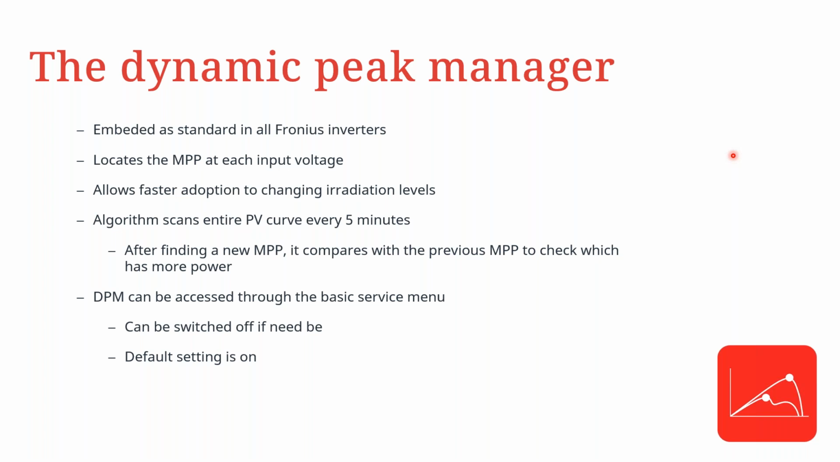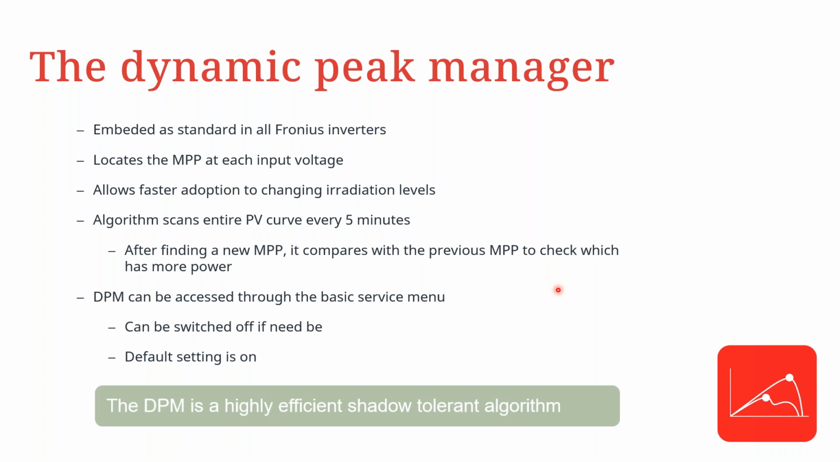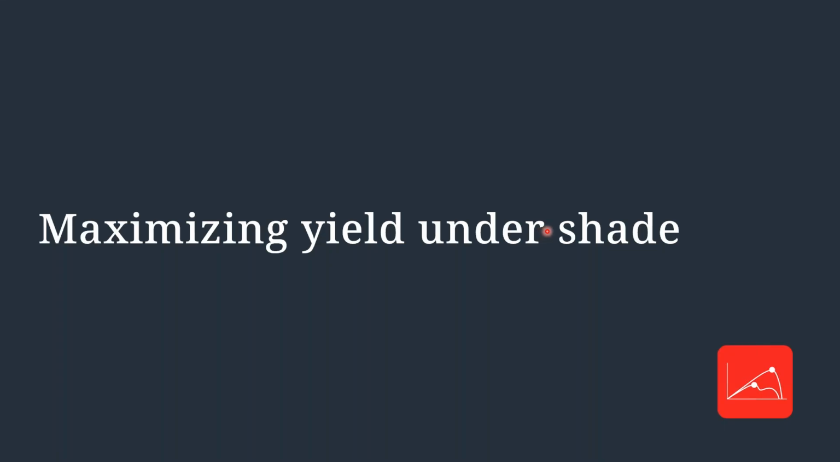So for example, if you have a system that you're installing with DC optimizers, then you might need to switch off the dynamic peak manager. So this is one of the use cases of accessing the dynamic peak manager through the service menu. So just to sum it up, the dynamic peak manager is a highly efficient, shade tolerant algorithm for Fronius inverters. So therefore, let's look at how you can maximize your yield even in shaded conditions.